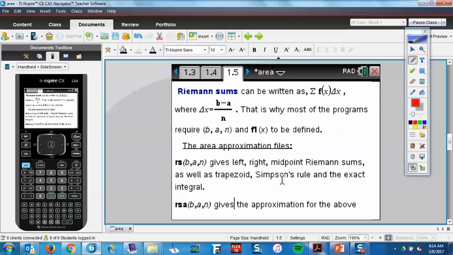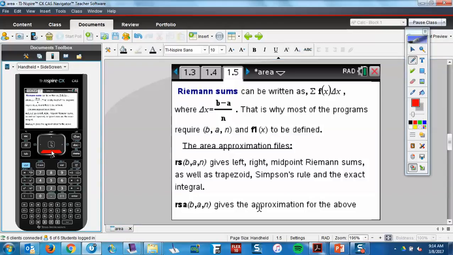RS, if we keep going down, RS is just, come on, why is that not going?